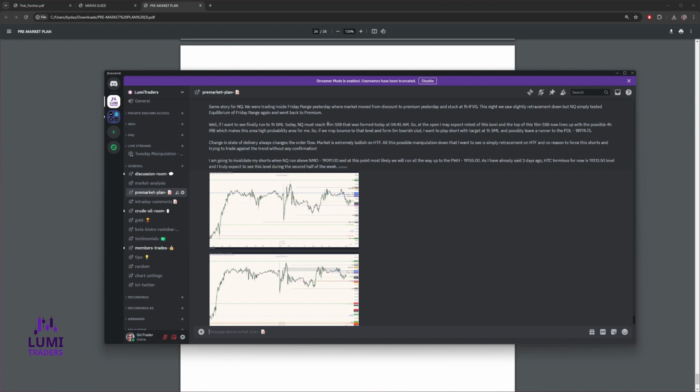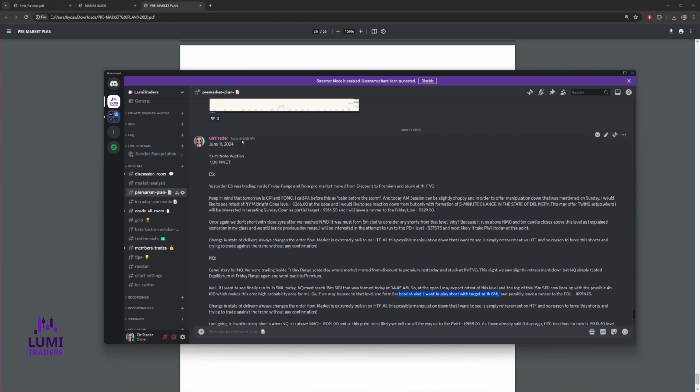NQ must reach the 15-minute bearish fair value gap that was formed today at 4:45 a.m. So at the open, I may expect a retest of this level. What level? The 15-minute fair value gap, but also I saw that the top of this fair value gap lines up with a possible 4-hour immediate rebalance, which makes this area a high probability area for me to short from. I want to short with target at the 1-hour smart money long and a possible runner to the previous day low level. Once again, it was posted at 8:55.